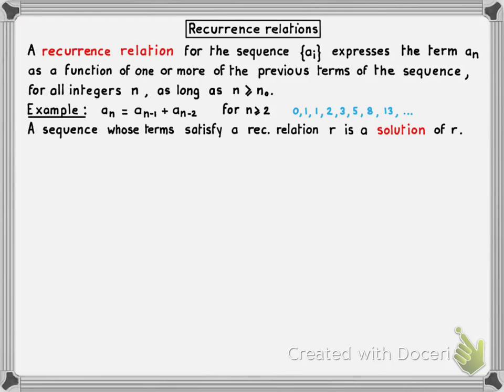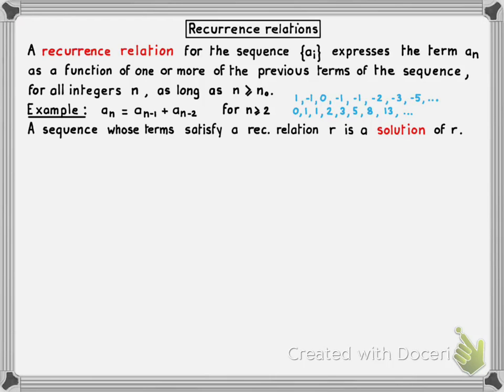But notice, this is only one of the solutions of this recurrence relation. So for example, if I started with two different values for the first two terms, then I would get a completely different sequence. But that sequence also satisfies this recurrence relation as long as n is greater than or equal to 2.